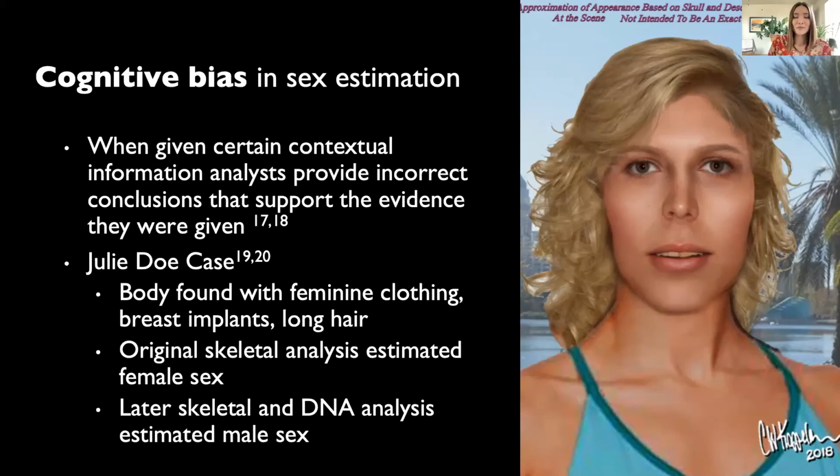Many of you are probably familiar with this case, but for those of you who aren't, in the 1980s, a body was found in a wooded area in Florida, dressed in a denim skirt and a tank top. The investigators on this case noted long manicured fingernails, long bleach blonde hair, and silicone breast implants. The case was declared a Jane Doe and taken to an anthropology lab for assessment of biological profile.